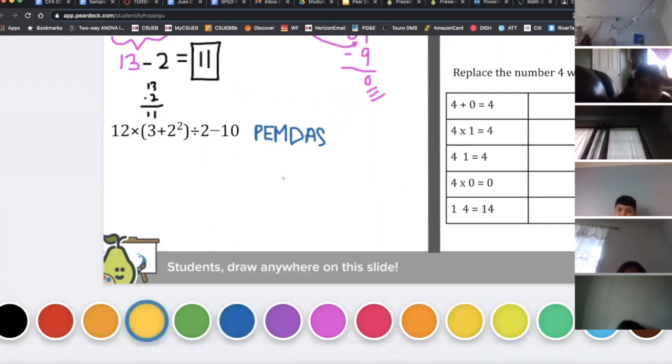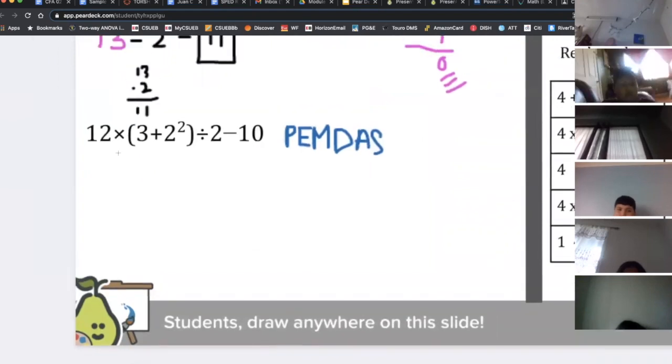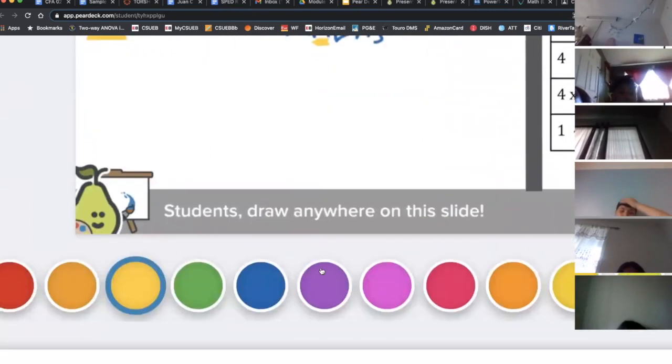We have multiplication. Where do you see that at? Where the 12 is, and then there's a little X right there. Okay, so what I'm going to do is put that part in yellow, and then I'm going to put the M in yellow. Okay? That's multiplication.